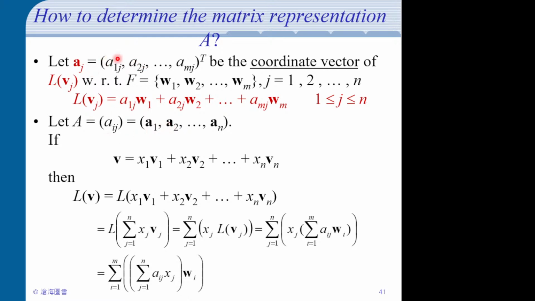As before, we write A as its column vectors, and the jth column vector will just be the coordinates of LVj. So the jth element corresponds to mapping the jth basis element of V, and then you want to write it in numbers, so you write it in coordinates of the W basis.